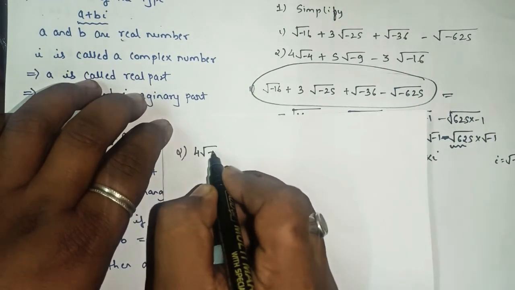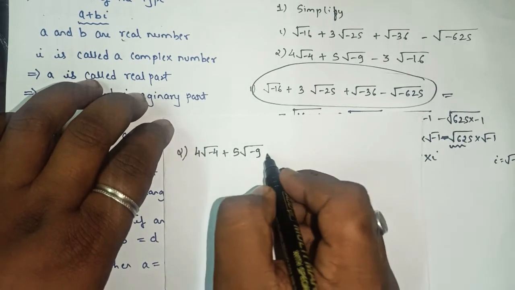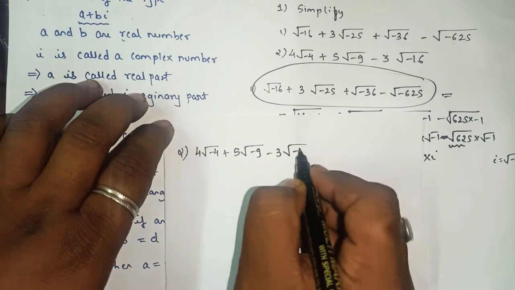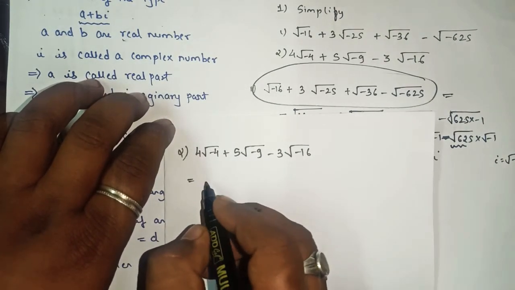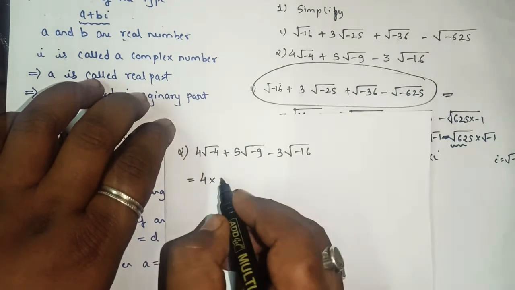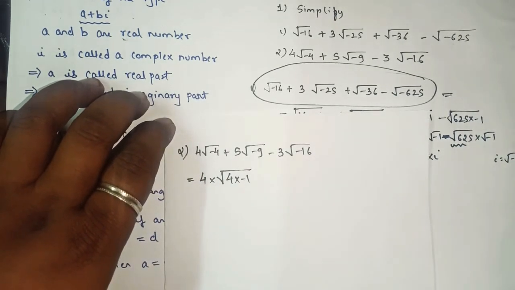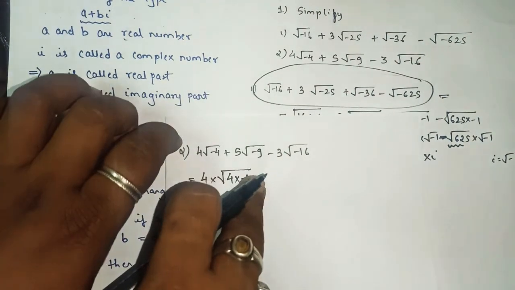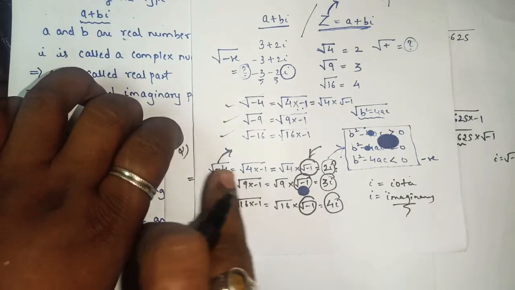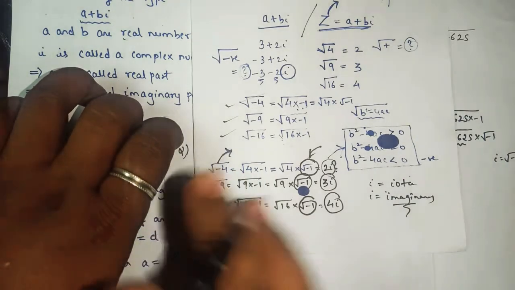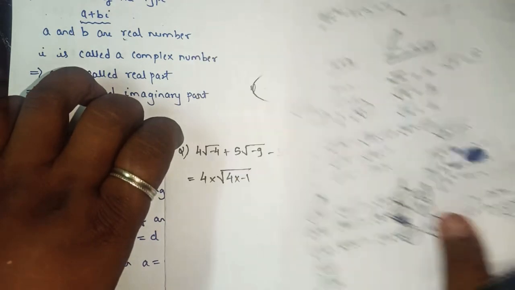4 root minus 4 plus 5 root minus 9 minus 3 root minus 16. We have to find the answer for this. So 4 into this we can write as 4 into minus 1. Yes or no? These are the basic things I had explained in the last video lecture, how we can break the minus 4, minus 9 or any negative root with respect to minus 1. Yes or no?